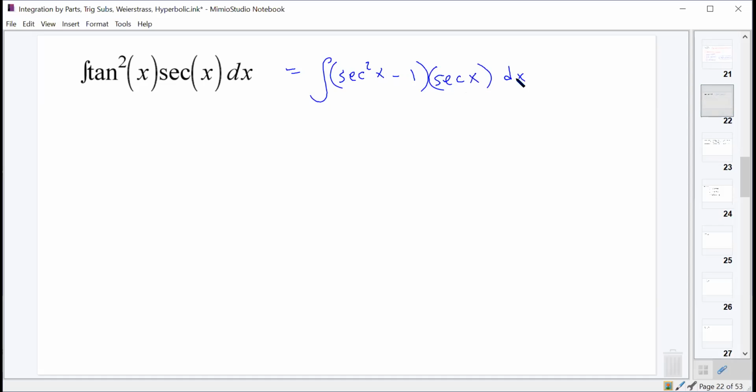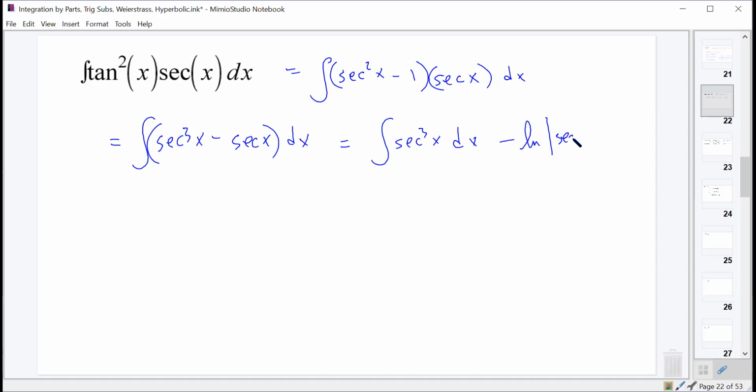And what could I do with that then, you think? Any thoughts on what to do with that? Distribute. Sure. Let's do an integral of secant cubed x minus secant x dx. Do I know how to do any part of that? What's the integral of secant x? Natural log absolute value secant x plus tangent x plus some constant.